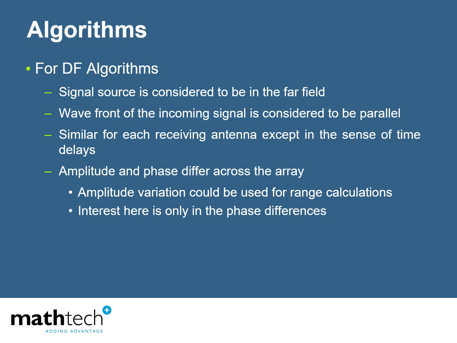For purely direction-finding algorithms, the signal source is considered to be in the far field, and hence, the wavefront of the incoming signal is considered to be parallel and similar for each receiving antenna, except in the sense of time delays induced by the geometry. The amplitude and phase differ across the array. The amplitude variation could be used for range calculations, but the interest here is only in the phase differences.